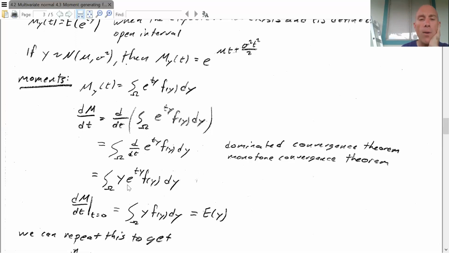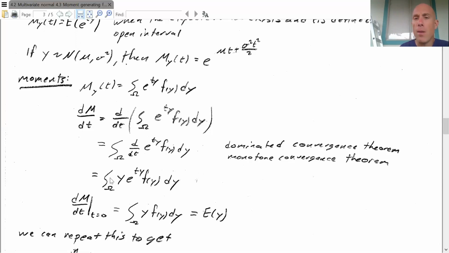Well, what could I do to get rid of the e? I could plug in 0, right? All right, well, let's do that. Plug in 0, and t is a constant. So when I do that, the e just becomes 1, which makes it disappear, and I get the expected value of y.